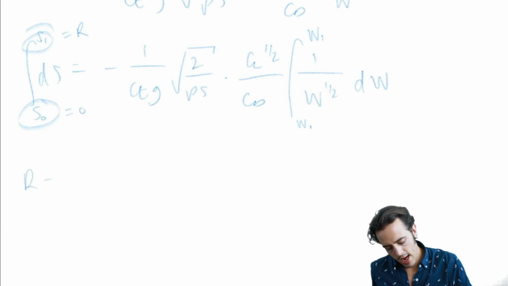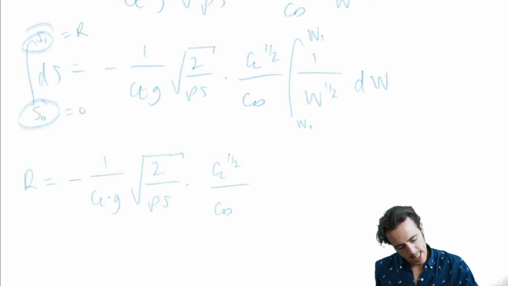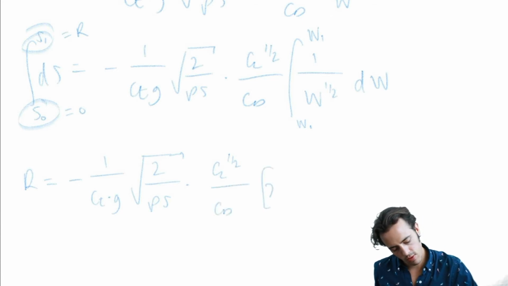So let's say the range is equal to minus 1 divided by CT G, times the square root of 2 divided by rho S, multiplied by CL to the half divided by CD, and then I'm going to have 2 W1 to the half minus 2 W0 to the half.